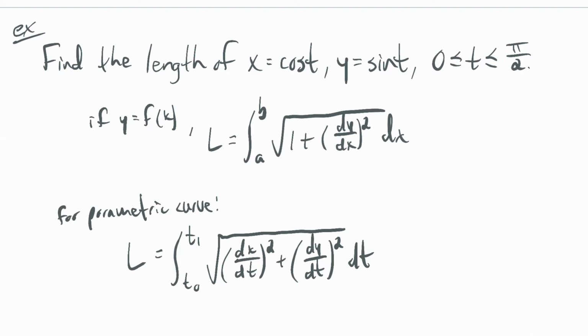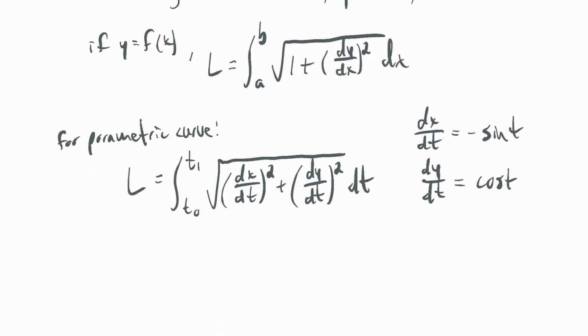Let's skip that. So I'm going to need dx/dt and dy/dt. Well, dx/dt, that's not hard. That's just negative sine, right? And then dy/dt, that's also not hard. That's just cosine of t.